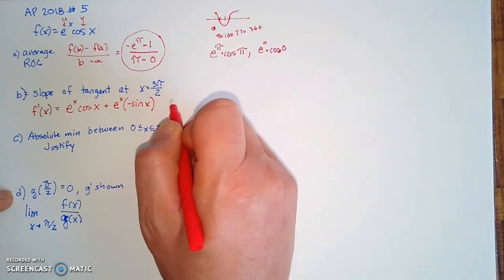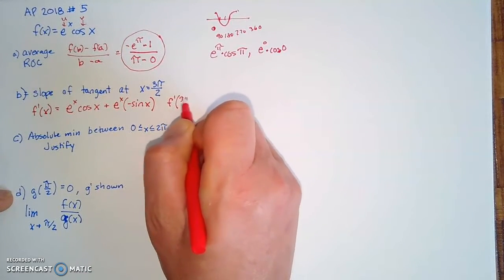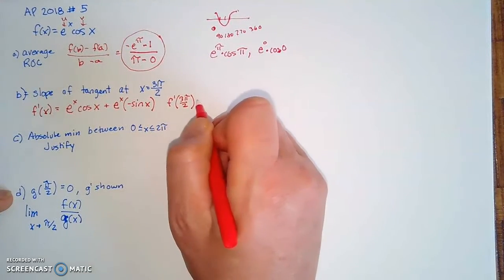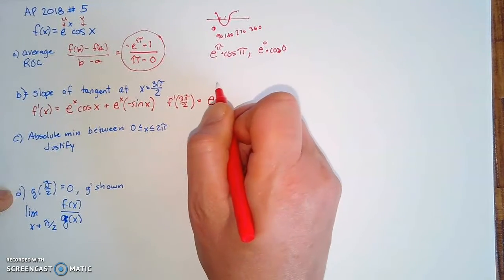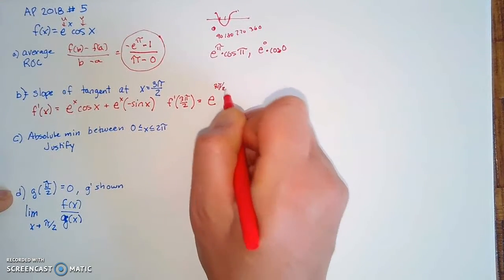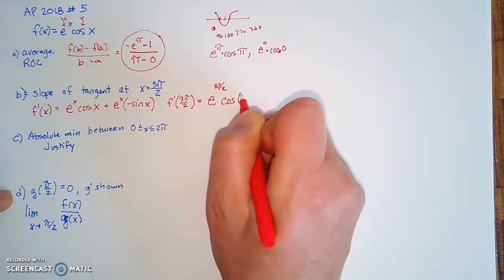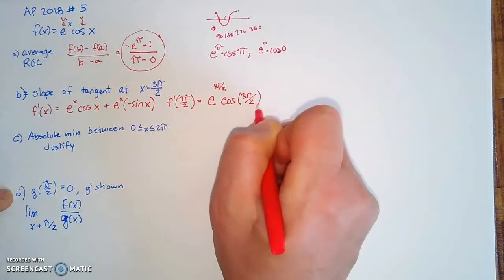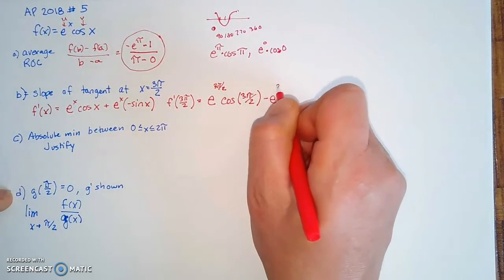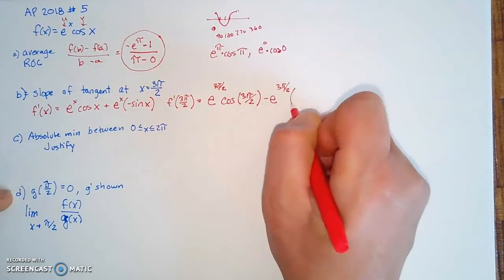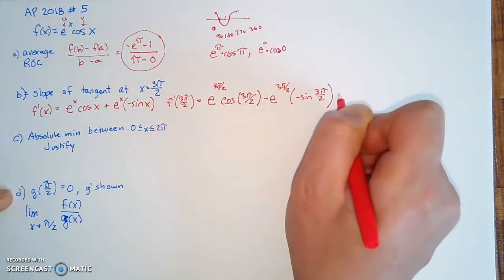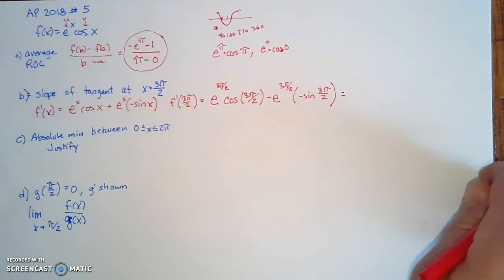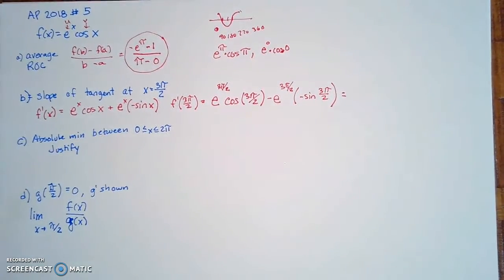If this was non-calculator, f prime of 3 pi over 2, I could just fill it in, which would be e to the 3 pi over 2 cosine 3 pi over 2 minus e to the 3 pi over 2 times negative sine 3 pi over 2. Non-calculator, leave it, shift my page, sorry. You leave it exactly like that. We don't have to fill things in, but I can probably figure some things out right here.